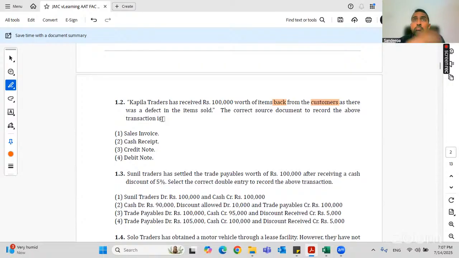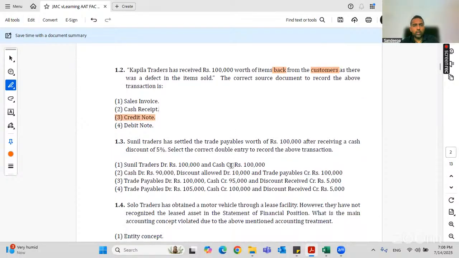In a sales return, the customer's, basically the debtor's, value should come down. Debtor is a debit balance. In order to reduce the balance, we have to issue a credit note. That's the logic. But the easy way, you can remember credit note.